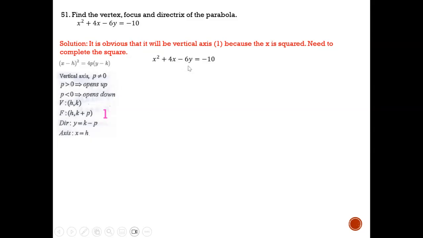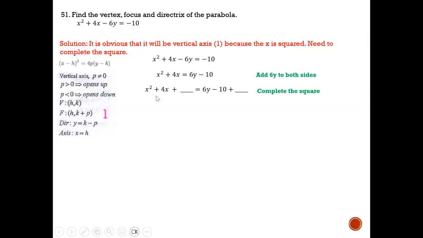For the first step, I'm going to add 6y to both sides because I want the x's on the left side and the y's on the right side with the constant. So I'm going to add 6y to both sides. Once I do that, we have x squared plus 4x equals 6y minus 10. Now, here, we're going to complete the square.